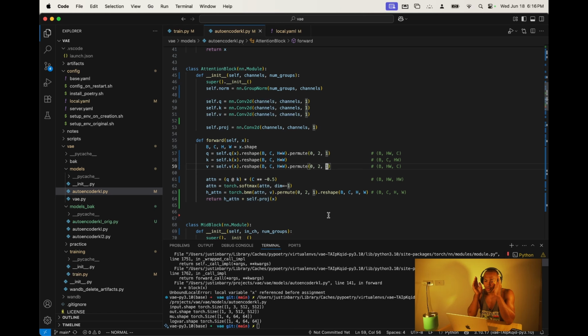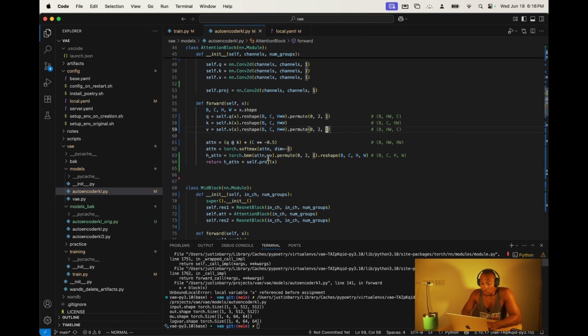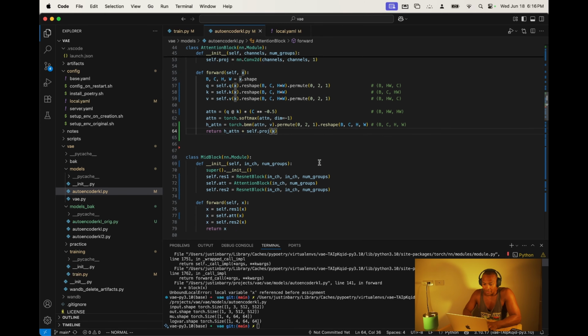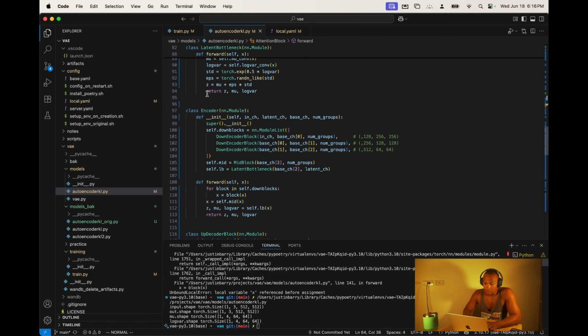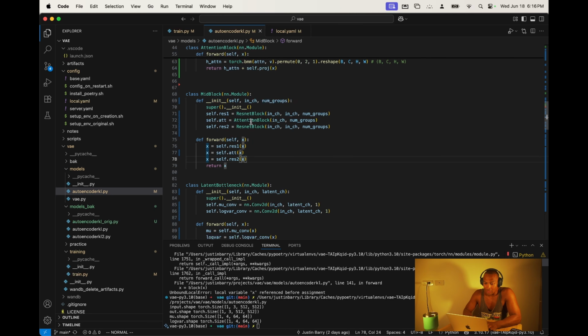We send X through the Q and K projections, and we reshape the tensor so you can imagine it as a flattened image with stacked channel information at each pixel index. Then you take the dot product of that, then the softmax, then another dot product with your values, and then you reshape it back into your original image. Then you project X and add that to your learnable projection of X. You have your mid block, which is just ResNet, attention, ResNet.